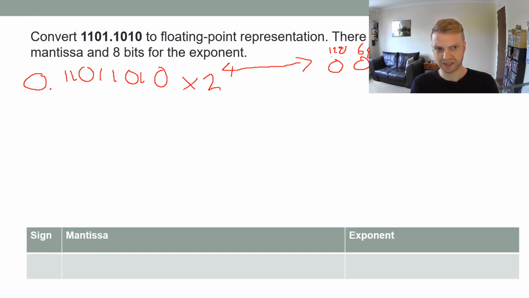So the first bit said there are 16 bits for the mantissa. So the mantissa is this first number. We need to make it 16 bits long. So to do that, you actually just write, I'll write it out again. You just need to write zeros until you get up to 16. So if we've got 9 so far, that means you have to do 7 zeros.